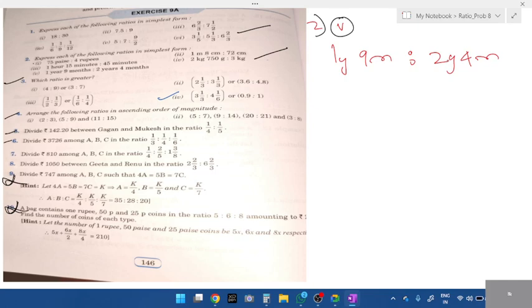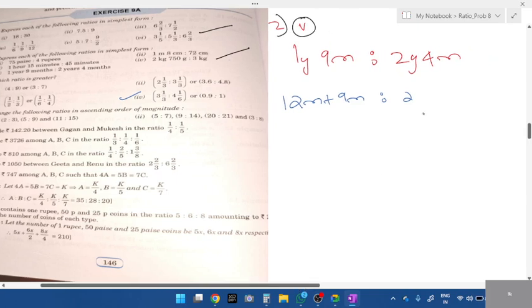Okay. Explain, Shasha. How do you convert it? Okay. 12 plus. Okay. Next. 2 into. Okay. You can write 2 into 12 plus 4 months. So 12 plus 9 is to 24 plus 4, 28.